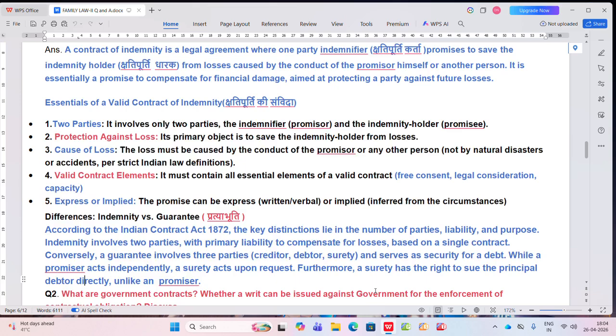Furthermore, a surety has the right to sue the principal debtor directly, unlike a promisor. The surety can directly demand from the principal debtor. So this is the difference between indemnity and guarantee.